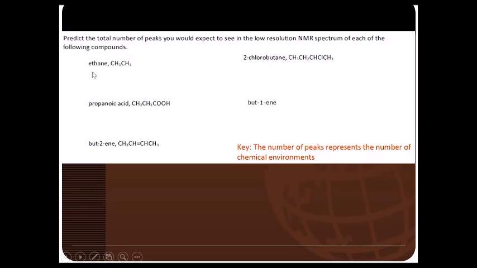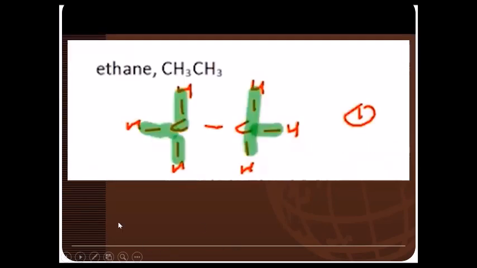So we're going to start with ethane. The formula is C2H6, CH3CH3. Now, with ethane, basically we have two CH3 groups, and they are both connected to each other. So the NMR machine would only identify one chemical environment, or one peak. There we go. We just say one.